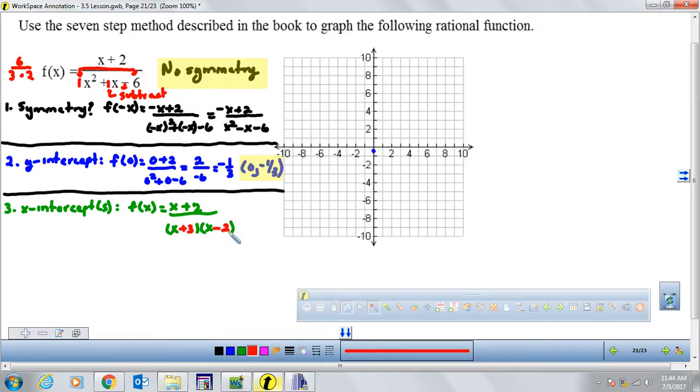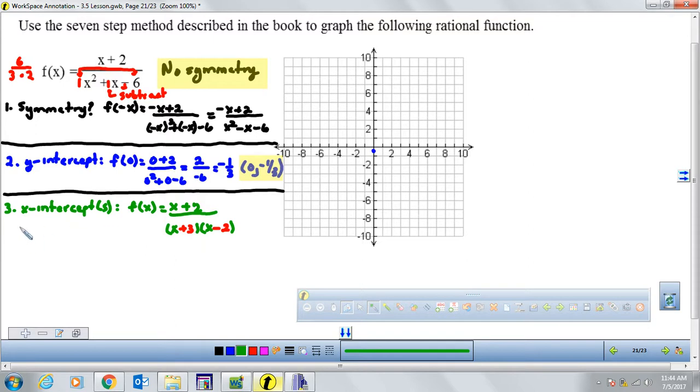Let me ask you the following. Can I reduce the x plus 2 with the x minus 2? The answer is no, because they are not like factors. x plus 2 and x plus 2 would be, or x minus 2 and x minus 2 would be. But x plus 2 and x minus 2 are different factors. So it cannot be reduced. That automatically tells us one thing, that there are no holes, because there are no removable factors or removable discontinuity.